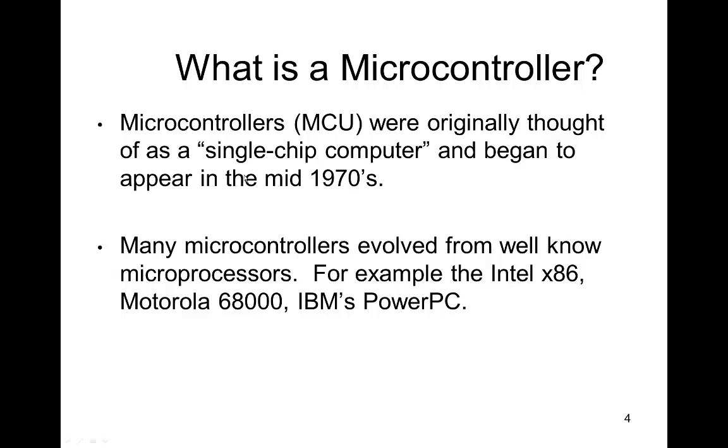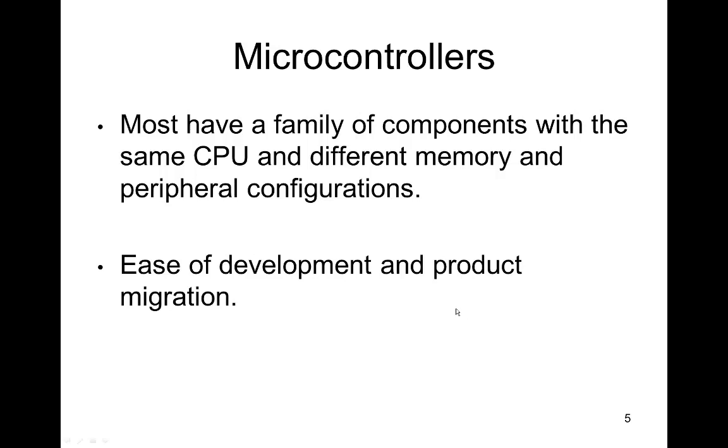So microcontrollers were really thought of as single-chip computers and appeared around the mid-70s. And many microcontrollers have evolved into microprocessors like the x86 or the 68000 or IBM PowerPC. Most of these aren't around anymore. Microcontrollers typically come in a large family, as we've seen with the ATmega. When you built the project, there's a load of different microcontrollers out there. A lot of them are just simple memory variants or I/O variants, like they may have more timers and more PWM, more memory, things like that. They can build up a family of microcontrollers pretty quickly.